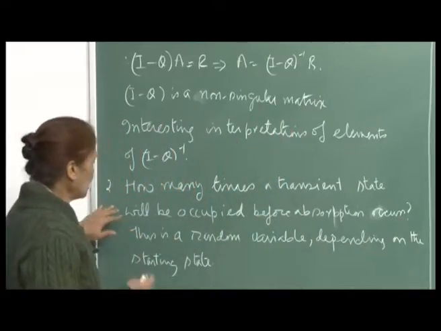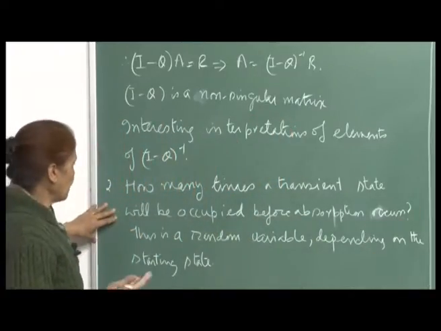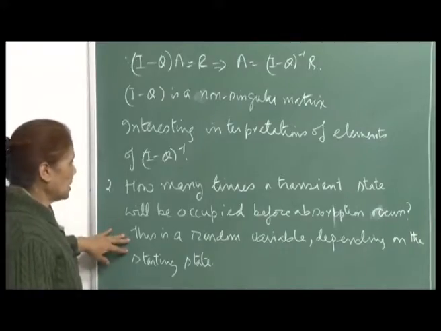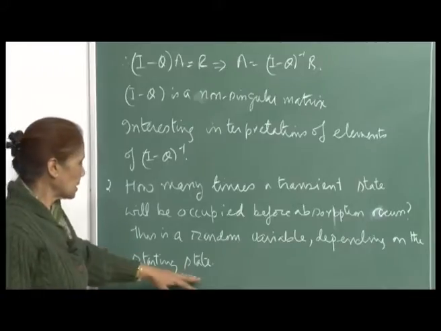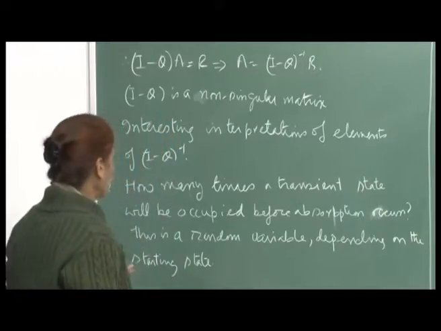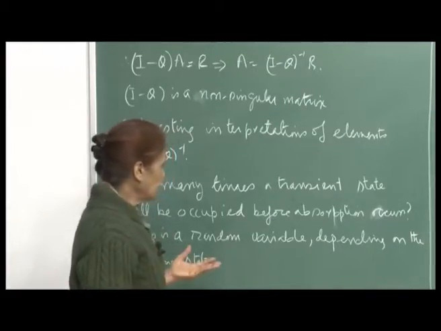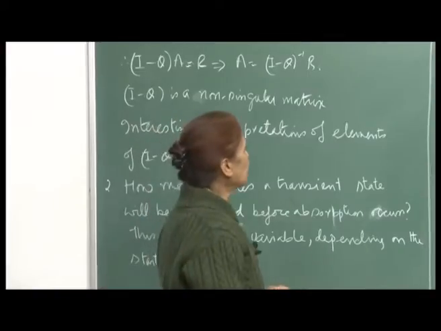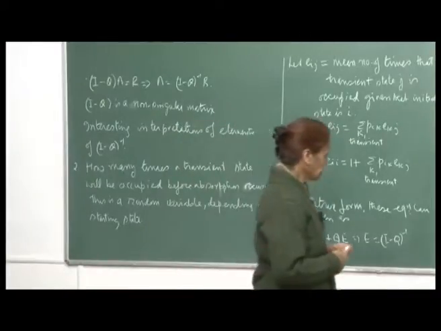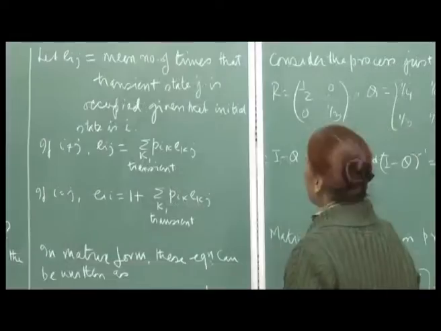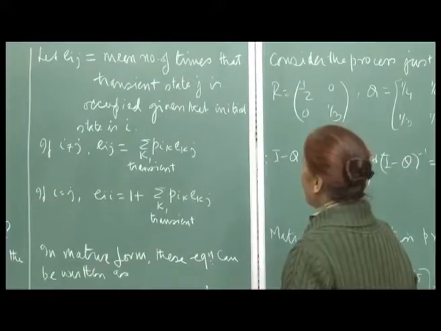For each particular transient state, we want to ask this question. Surely this is a random variable depending on the starting state. How many times a transient state will be occupied is again a random variable, and it will depend on the starting state. So, let us define E_ij as the mean number of times that transient state j is occupied, given that the initial state is i.